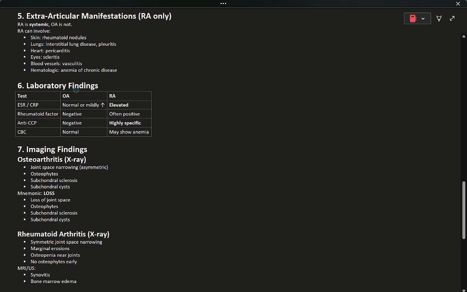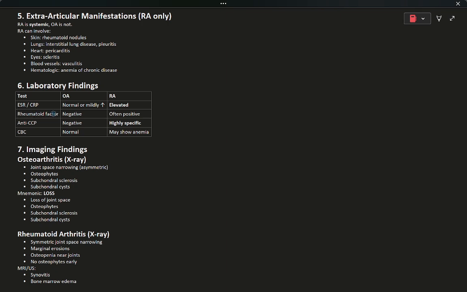For laboratory findings, these are some tests you should order. First one being the erythrocyte sedimentation rate and the C-reactive protein. Because for osteoarthritis, these levels may be normal or mildly increased, while for rheumatoid arthritis, they're going to be quite elevated.